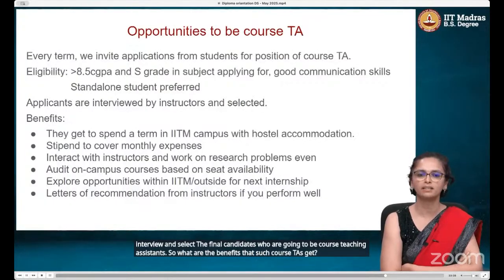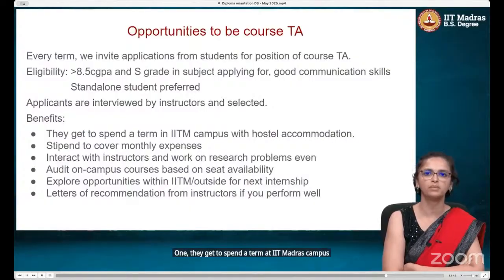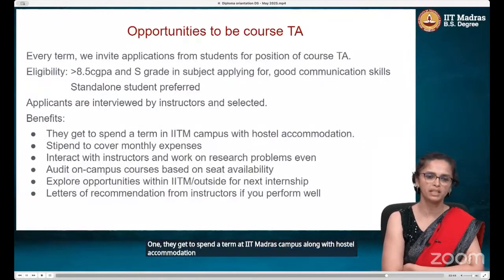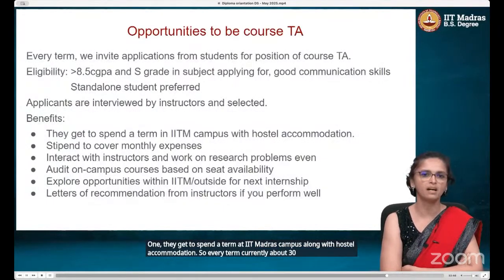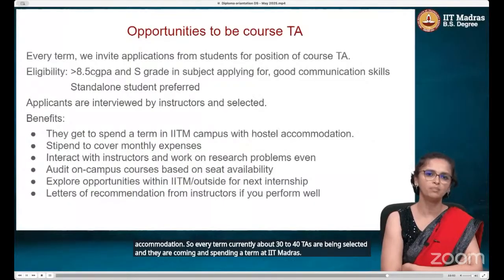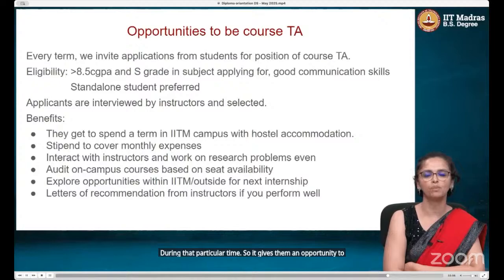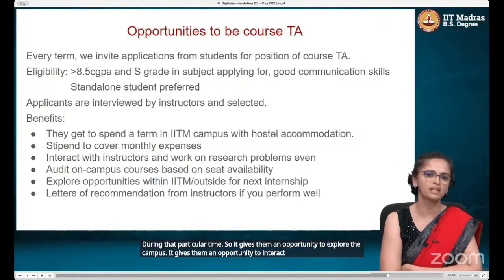One, they get to spend a term at the IIT Madras campus along with hostel accommodation. Every term, currently about 30 to 40 TAs are being selected, and they come and spend a term at IIT Madras. It gives them an opportunity to explore the campus, and to interact and network with faculty in the department.